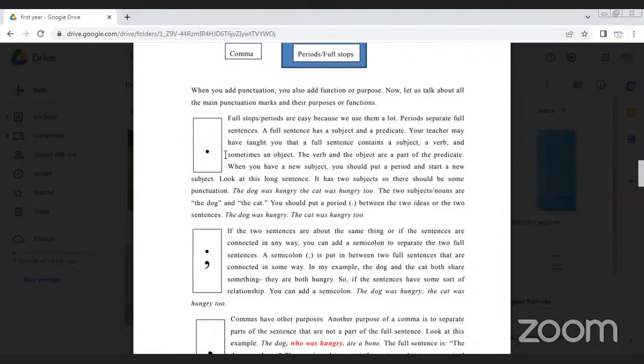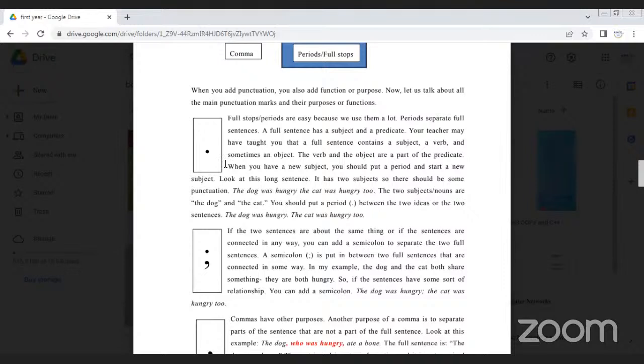How to give a full stop to a sentence. Full stops or periods are easy because we use them a lot. Periods separate full sentences. A full sentence has a subject and a predicate. Your teacher may have taught you that a full sentence contains a subject, a verb, and sometimes an object. The verb and the object are a part of the predicate.